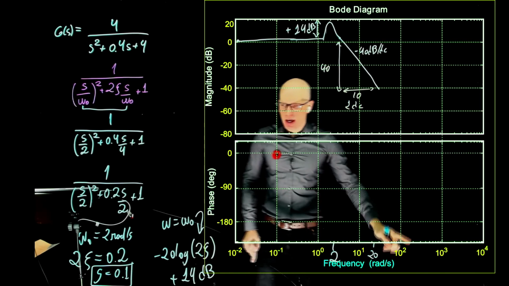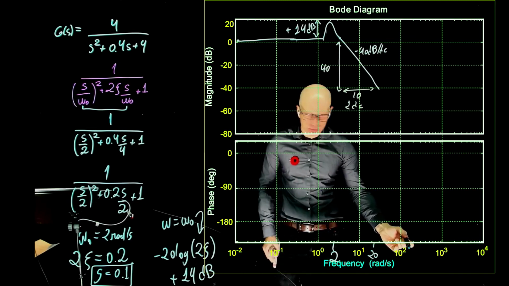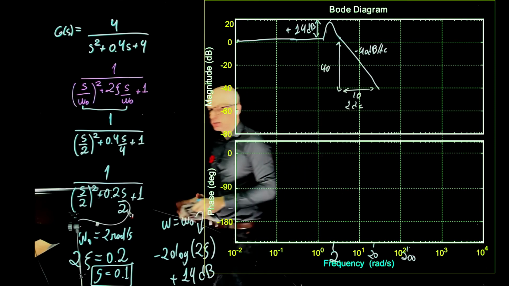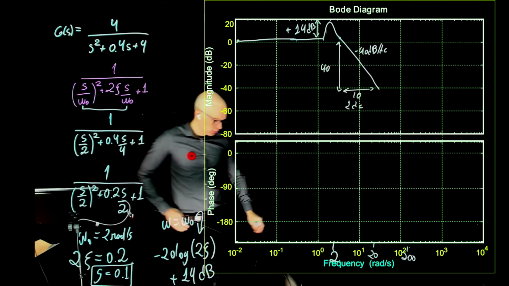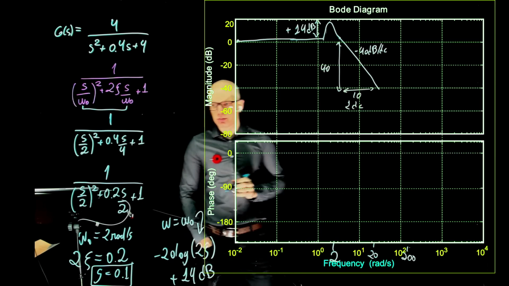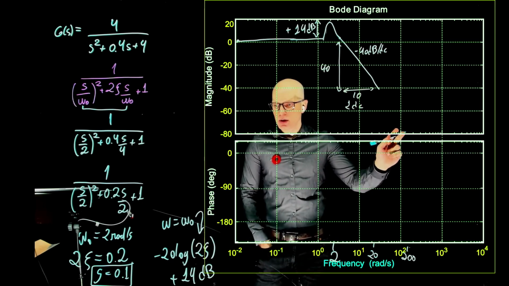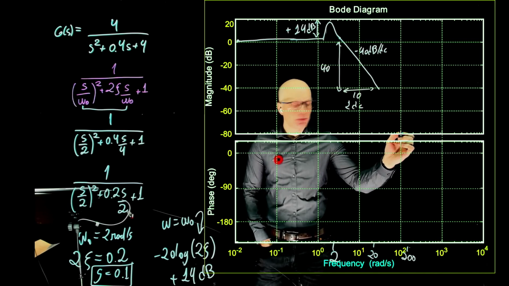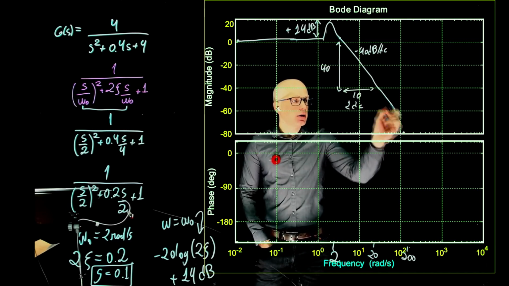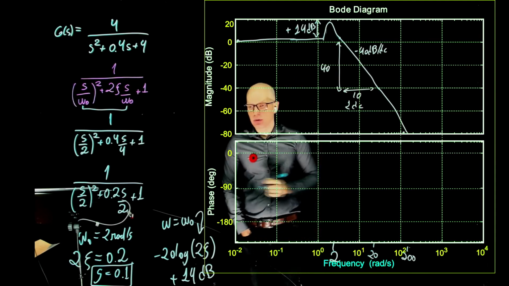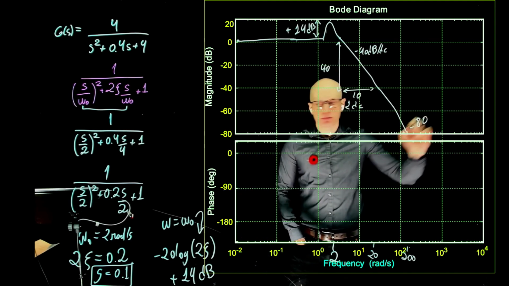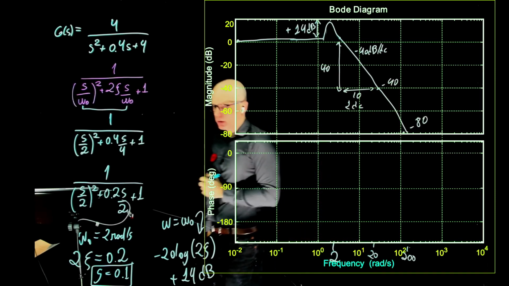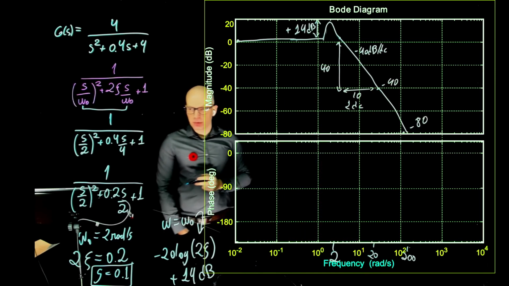What is the magnitude at 200 radians per second? The slope is still negative 40 dB per decade, but the magnitude itself is negative 80. Yeah, negative 80. Negative 40. Okay.